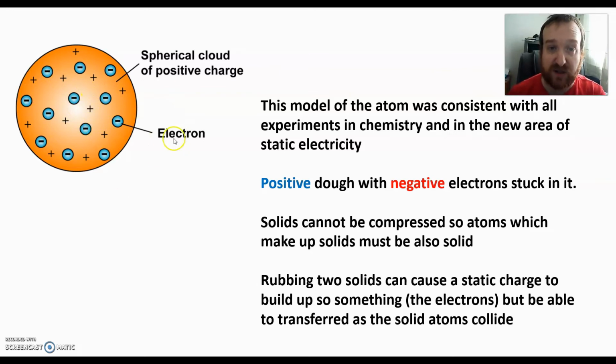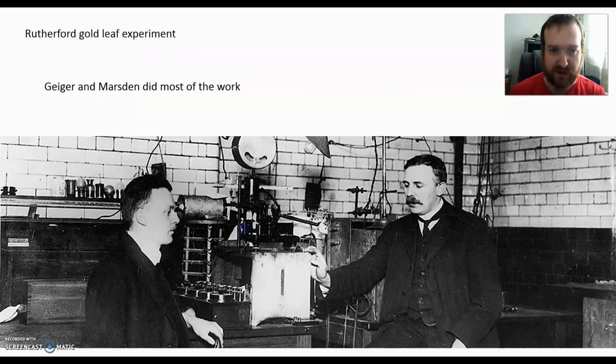Okay, rubbing the two solids together can move about the electrons. Okay, so these things can move between the different atoms. So it explains the idea of static electricity. Okay, so it was a good model. It worked really well. Okay, and you need to know this diagram, and you need to know that it supports these different parts. Okay, now the next discovery, okay, was a wonderful bit of science.